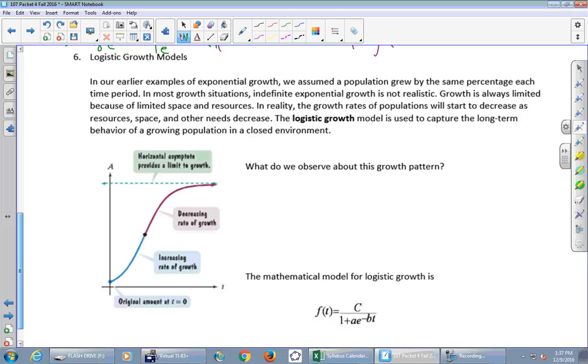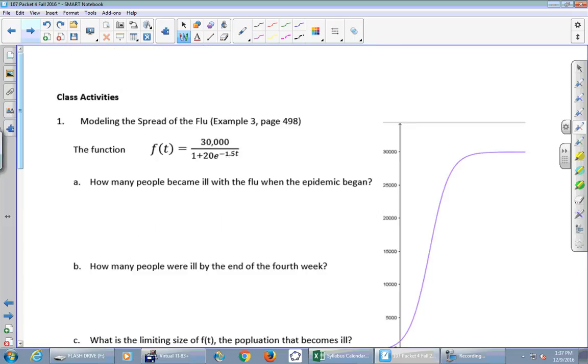Okay, the activity starts on the next page. Let's see how far we can get.